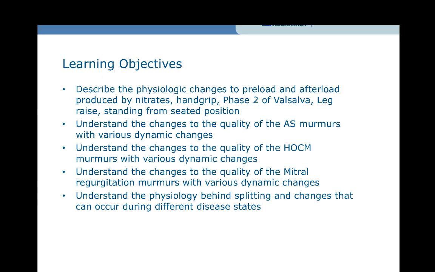We're focusing on how nitrates, handgrip, squatting, Valsalva, leg raise, and standing from a seated position are going to change different types of murmurs. So aortic stenosis, HOCM, mitral regurgitation, and a couple of other murmurs that we're talking about. And at the end, we'll focus a little bit on splitting and what diseases can give you different types of splitting that you read in your books.